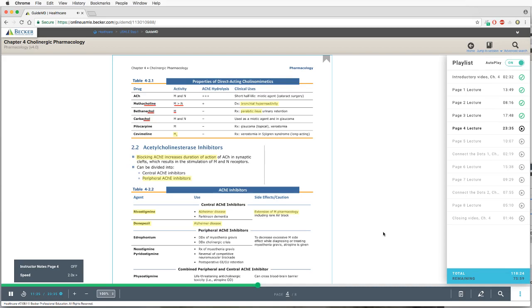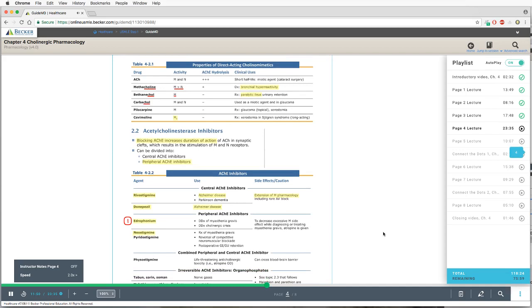Well, we'll leave those centrally acting drugs more for the CNS section. Let's stay with the periphery. And in the peripheral acetylcholinesterase inhibitors, you do have three major drugs to have in mind: edrophonium, neostigmine and its family, so you see pyridostigmine, physostigmine, and then the group of irreversible acetylcholinesterase inhibitors that are called organophosphates. Now, we need to play with those to be nice and ready for our board questions.